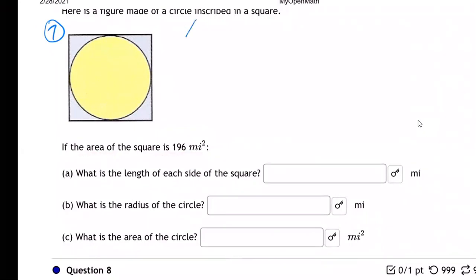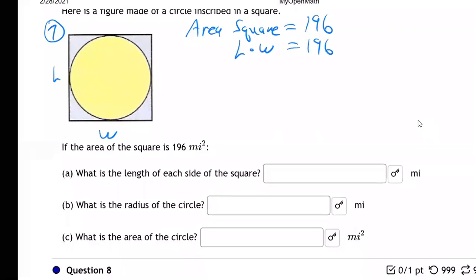So let's write that down. The area of the square is 196. Well, what's the area of a square formula? Well, that's length times width, right? This is like width and this is like length. But for a square, those are both the same, aren't they? The length and the width are exactly the same.